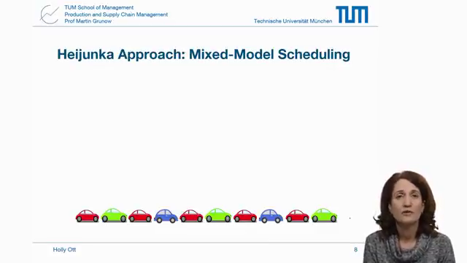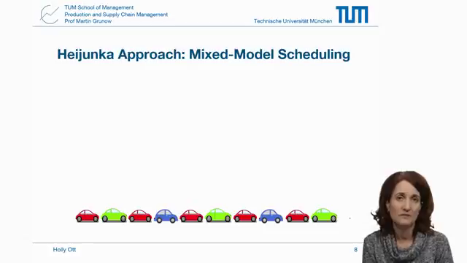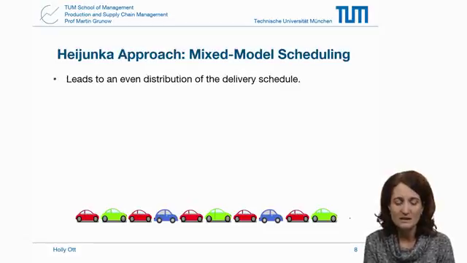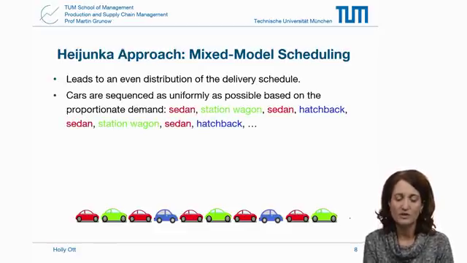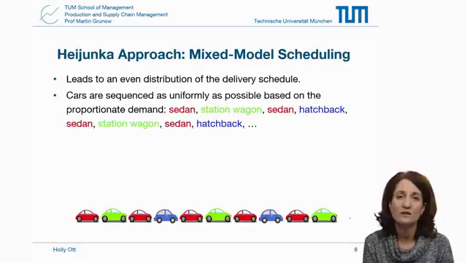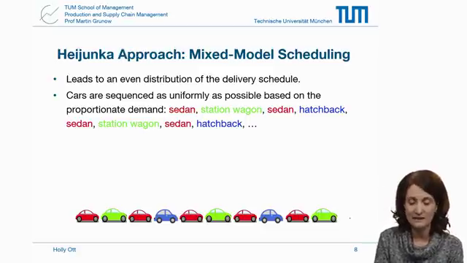How would Lean approach this? And we're going to look at the Heijunka approach. And what this means is that our scheduling is moving towards mixed model. And this means leading to an even distribution of the delivery schedule. Cars in the Heijunka approach are going to be sequenced as uniformly as possible based on the proportionate demand. And remember, we needed twice as many sedans as station wagons and hatchbacks.